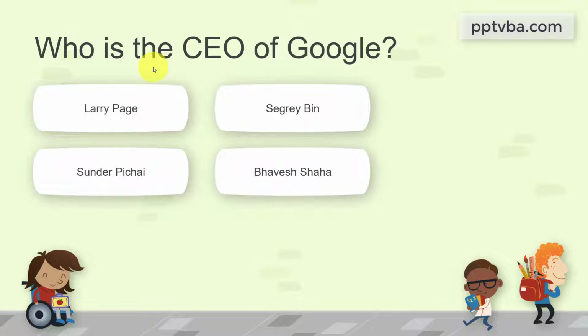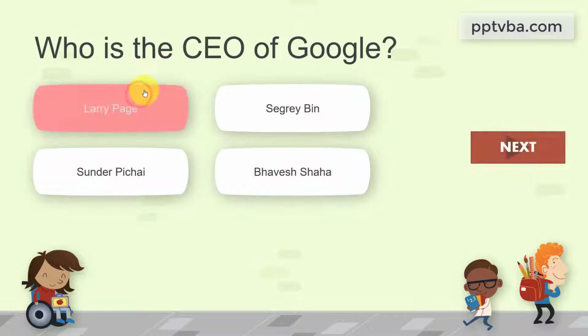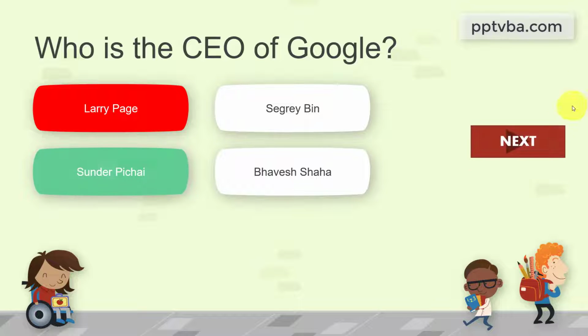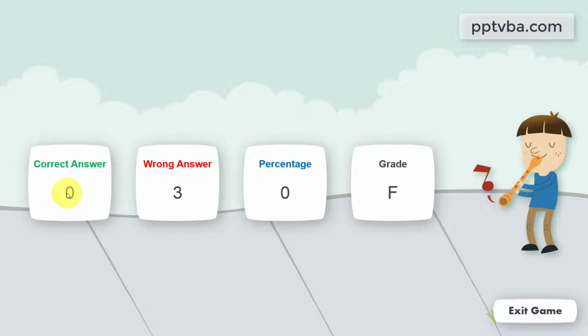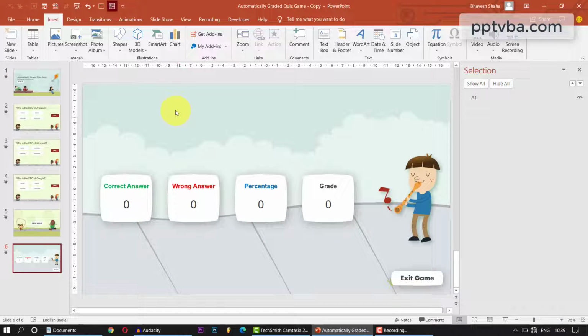Let me get one more answer wrong. Let me click on the correct answer. But now once I click on show result, the report card should show 3 wrong answers and 0 correct answers. As you can see, it does that. Only the first attempt is taken into consideration.